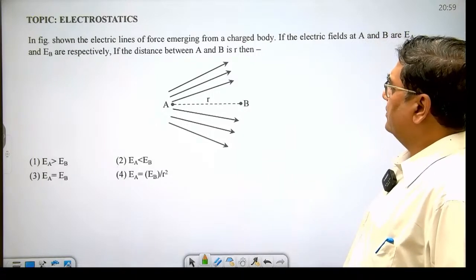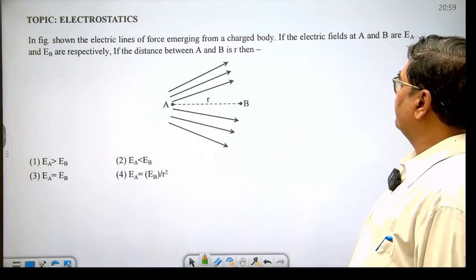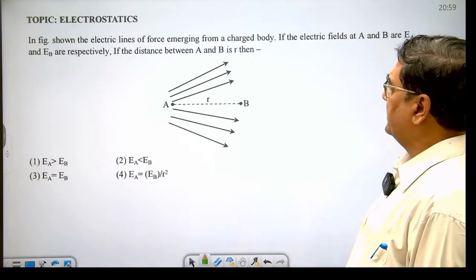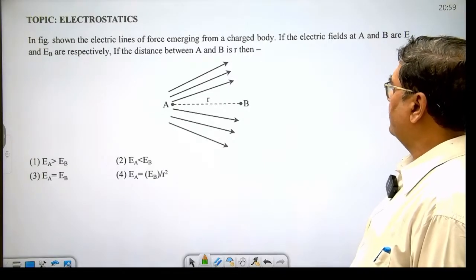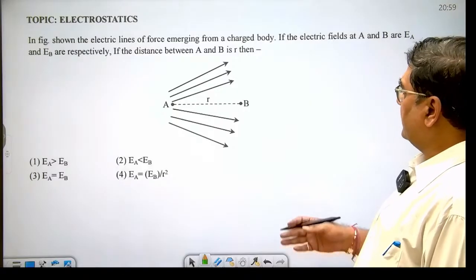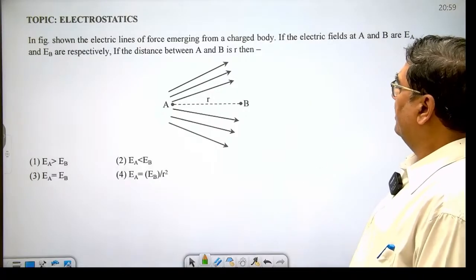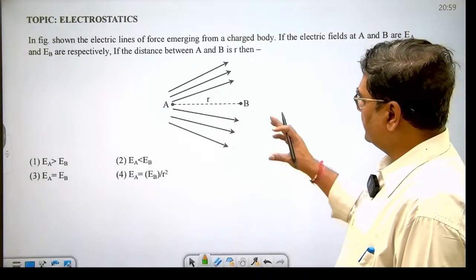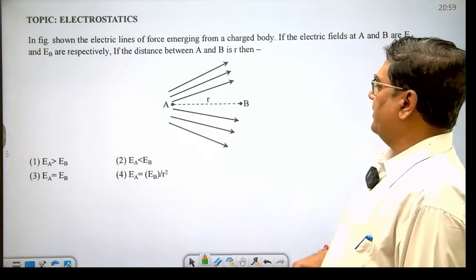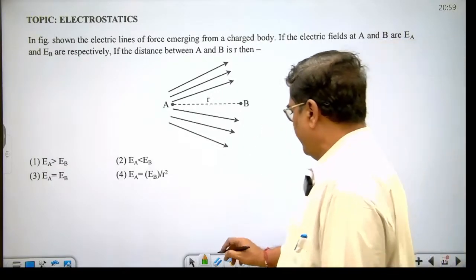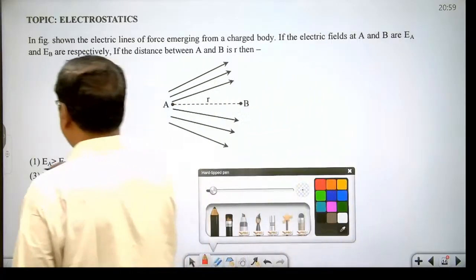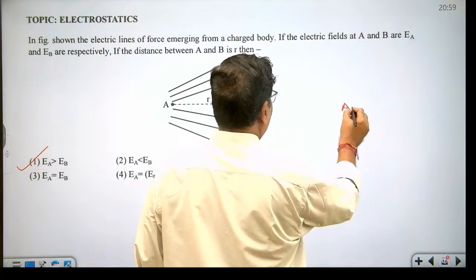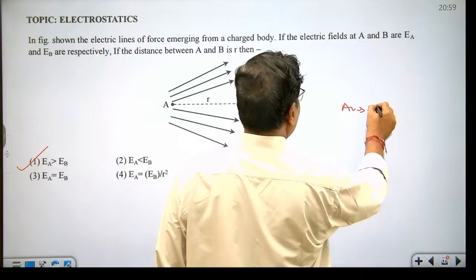In figure, shown the electric lines of force emerging from a charged body. If the electric fields at A and B are EA and EB respectively, and the distance between A and B is R, then dear student, in the direction of electric field, electric potential decreases and crowded electric field line indicates higher value of electric field. If separation between electric field lines is less, then value of electric intensity will be more. So at A point, electric intensity will be high. So EA greater than EB because here separation is less. So out of 4 choice, the correct answer is option 1.